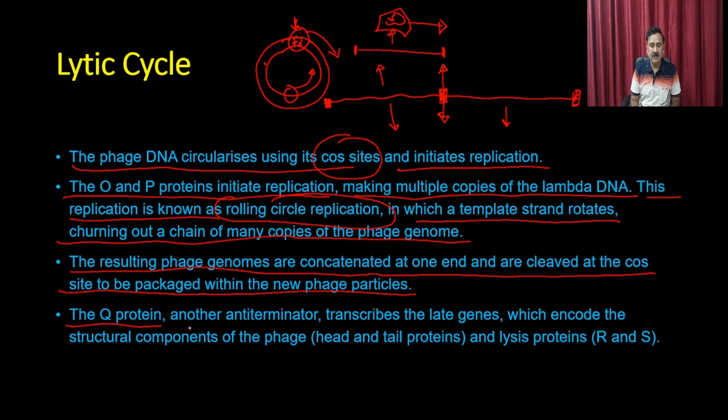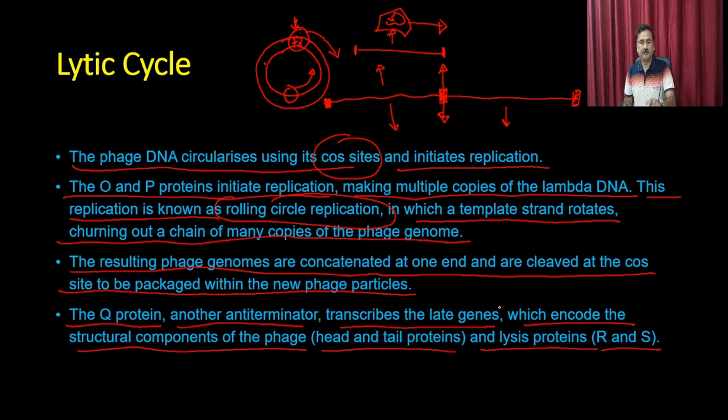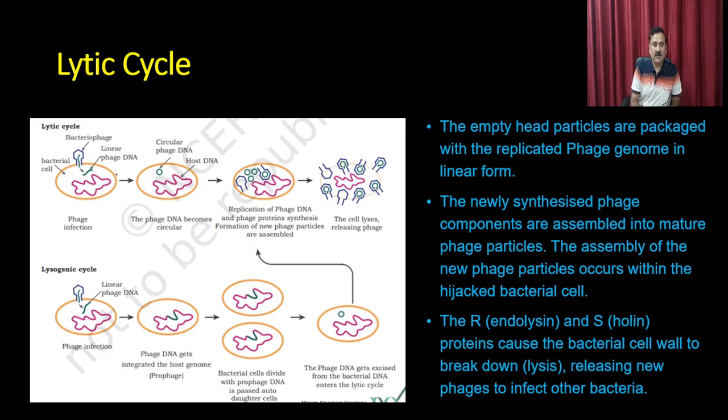The Q protein, another N-terminator, transcribes the late genes which encode the structural components of the phage, that is the head and the tail protein, and the lysis proteins, which are R and S. And this is the complete lytic cycle.